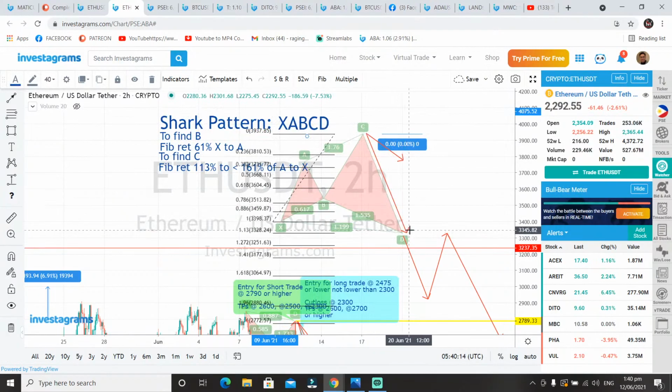So for example, our entry for long is at this level, so you can enter at a lower price, right? But not more than, not lower than 32.40, for example. Not lower than 34.30, then you have to make your cut loss.